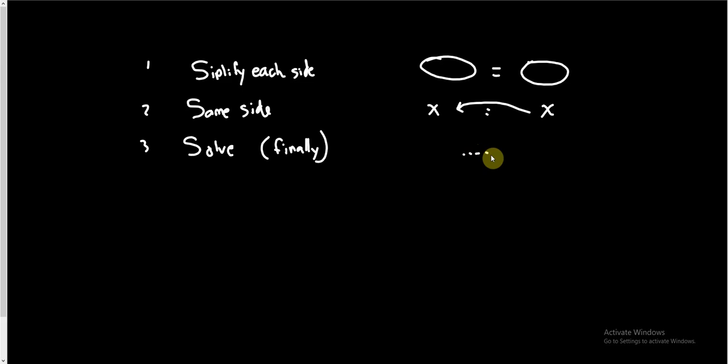Okay, so let's look at some examples. Now, we've already done a really simple example to start with, so let's go ahead and skip some of the really simple stuff, and let's start with something like this: 2x plus 10 equals 5x minus 2.